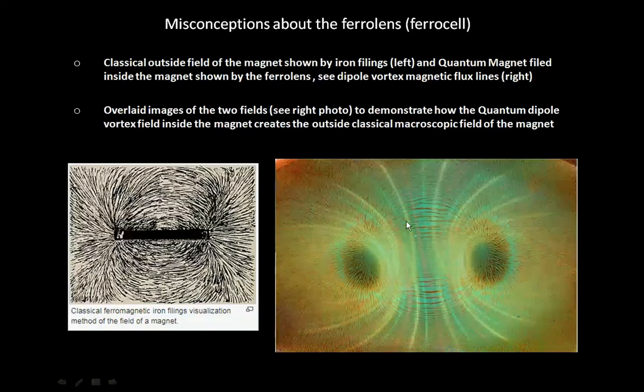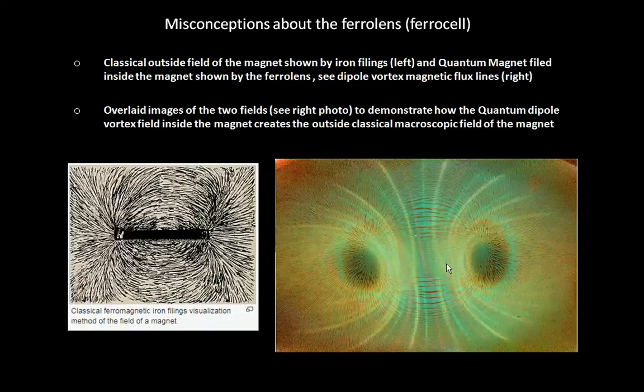So what is now the mechanism? These two dipole vortices are generating to the outside of the magnet the classical field, which is depicted here with the iron filings and also overlaid with these little brown lines. So imagine inside the magnet there are two counter-rotating fans, and they produce this flow of air, which is the classical field, and the inside field is the quantum field, which is sensed by the ferrolens.